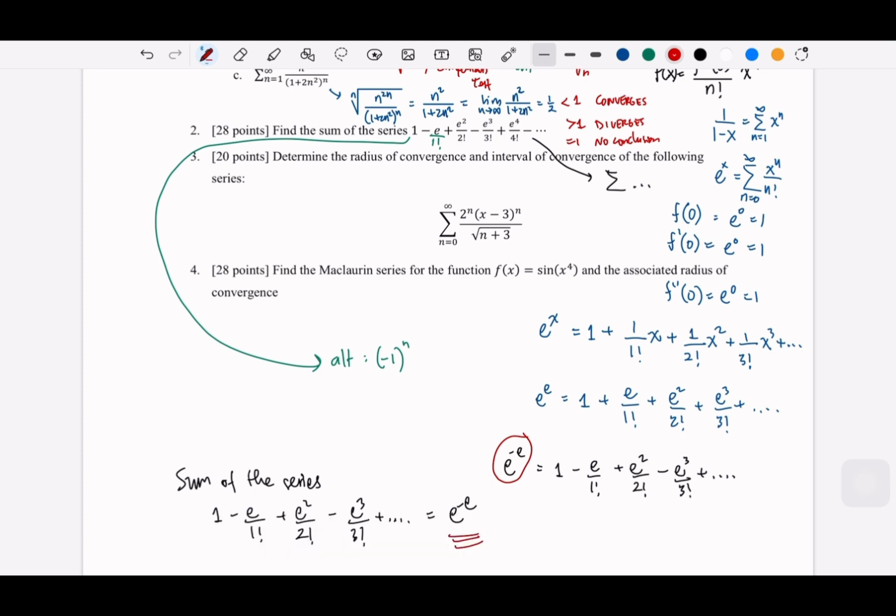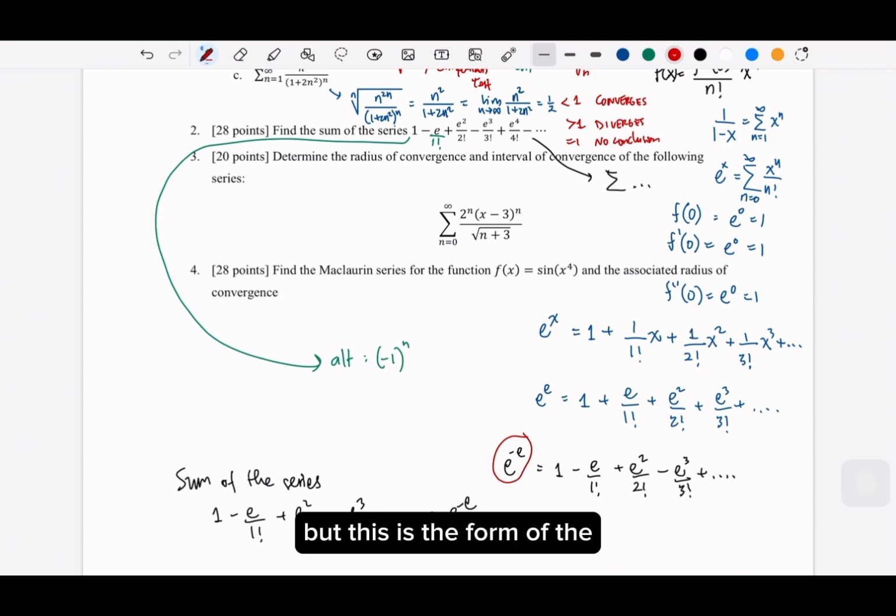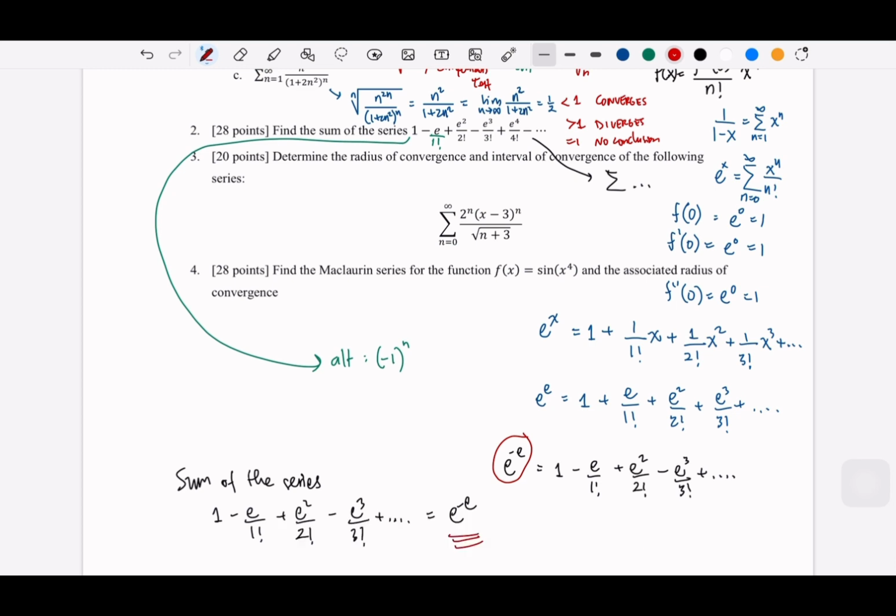And remember, you can differentiate, you can integrate. That's another variation. So sometimes you get this, but this is the form after you integrate. So maybe you need to differentiate, or maybe you need to integrate. It can be done that way. Okay, that's number 2.